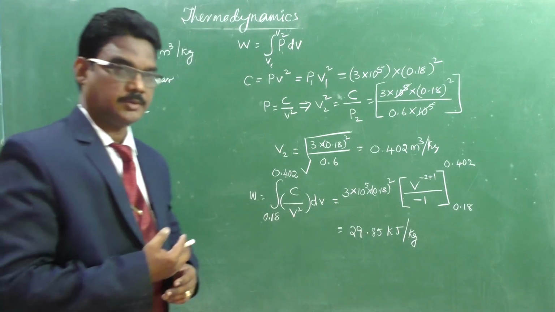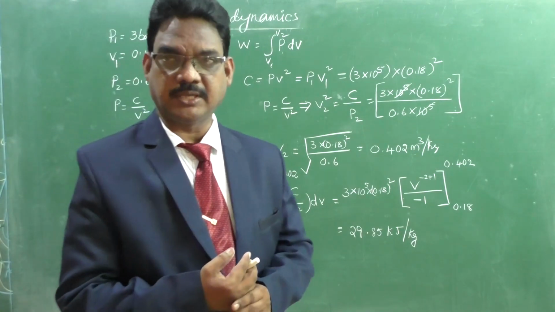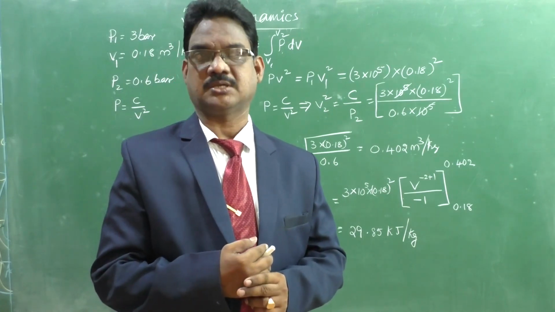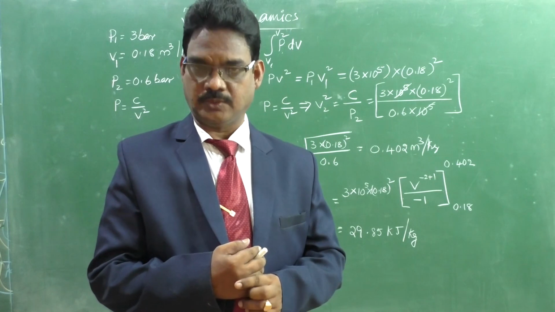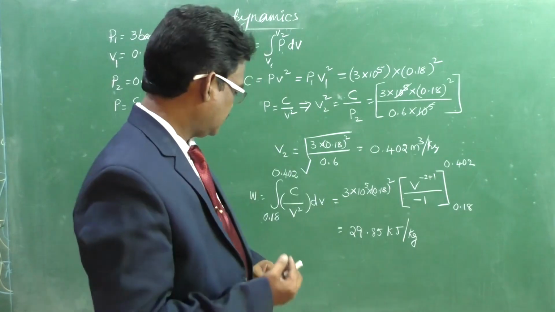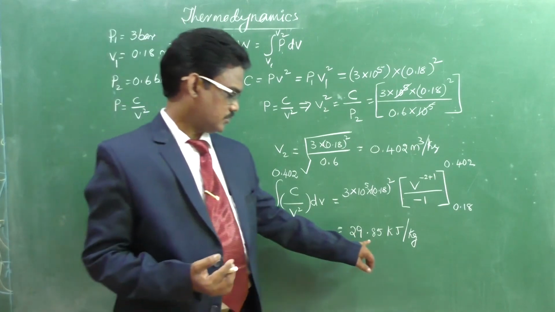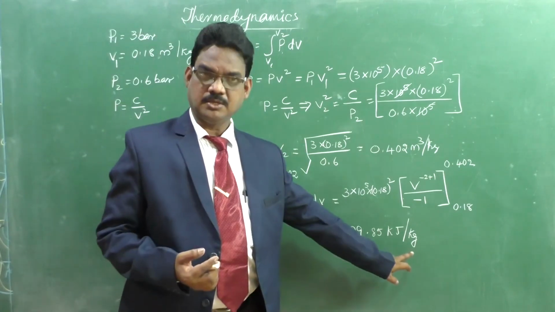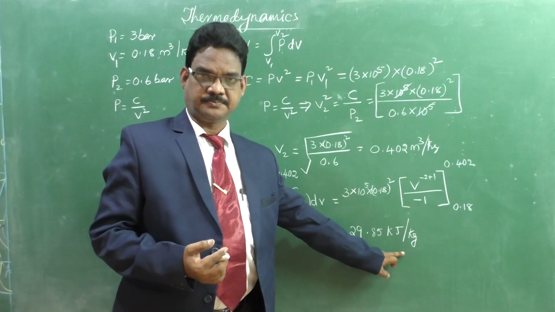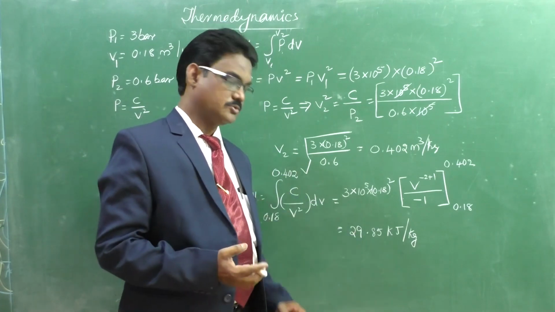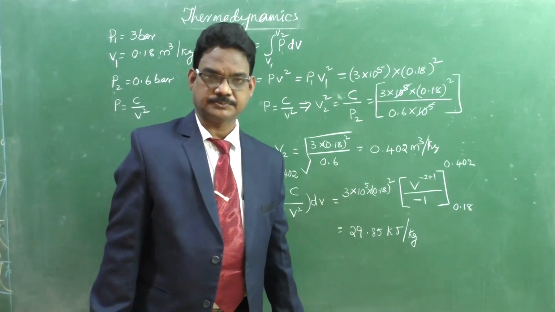Suppose in the problem the mass of the gas is given. If it is 5 kg mass, find the total work. If it is asked, we need to multiply 5 into specific work. It is called specific work, that means work done per kg. Then we can multiply with 5 kg and that will give total work. Thank you.